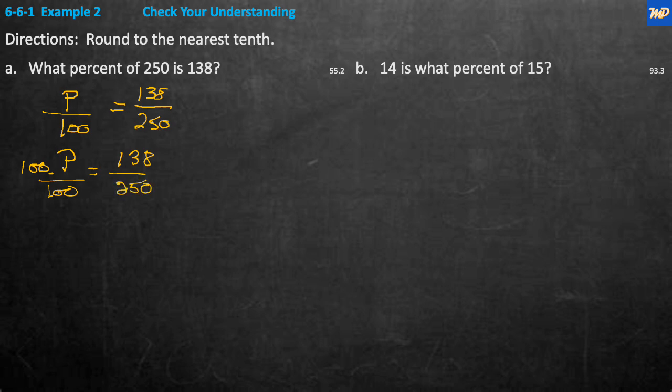So what that means, times 100. You have to multiply both sides by the 100. This side cancels. We end up with p equals 138 times 100 over 250. And p therefore equals, and as I said, I don't have a calculator that I can show you, but you've done it with the calculator, and we know the answer is 55.2.